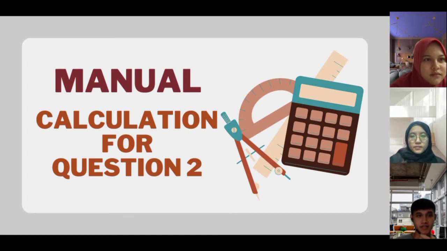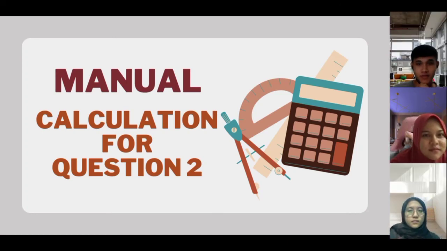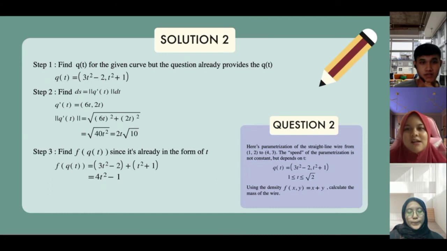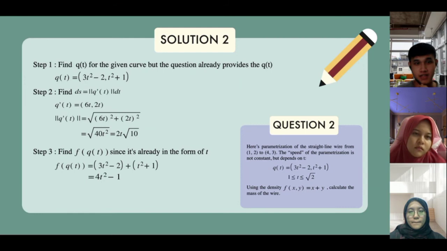Okay, now for the manual mathematical calculation for question 2, we can divide it into 4 steps. The first step is we need to find the q(t) for the given curve, but the question already provides q(t). So move to step 2, where we need to find the magnitude of the differentiation of q(t). For the differentiation of q(t), we get q prime(t) equal to (6, 0, 2t). Now we can find the magnitude, which is the magnitude of q prime(t) equal to the square root of (6 squared plus (2t) squared), and we get 2t root 10.